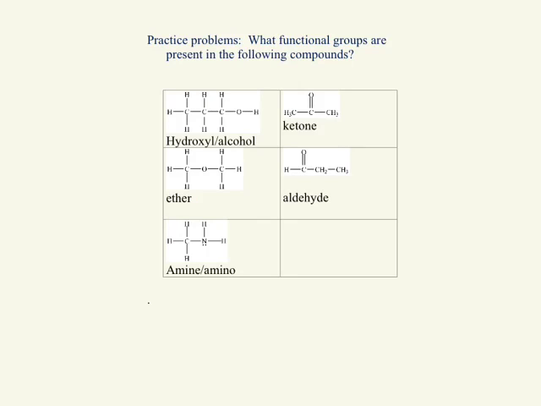So let's look at these practice problem questions. For example, this is compound number 1. What functional group is present here? So this is OH. You can write down the answer as hydroxyl or alcohol. The second one: this is C double bond O, which is known as carbonyl, but you have to look at what's present on both sides. On both sides is just carbon, so that's a ketone.